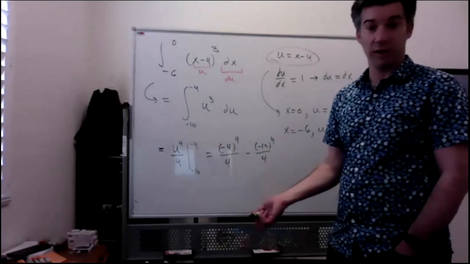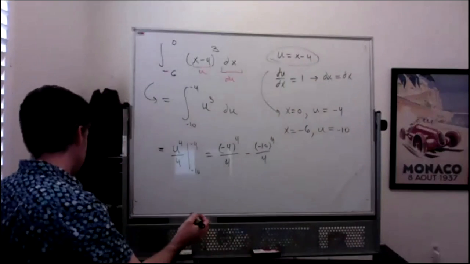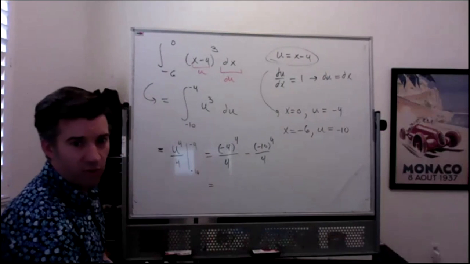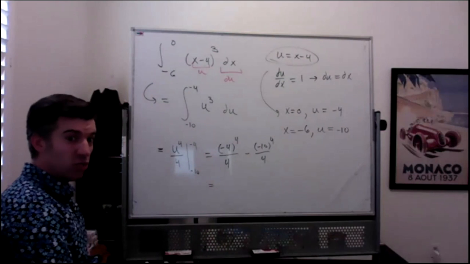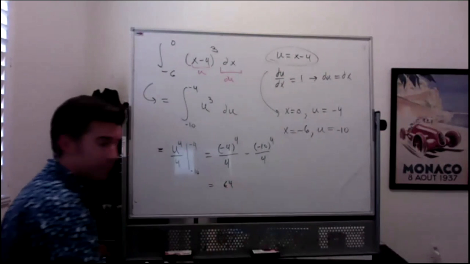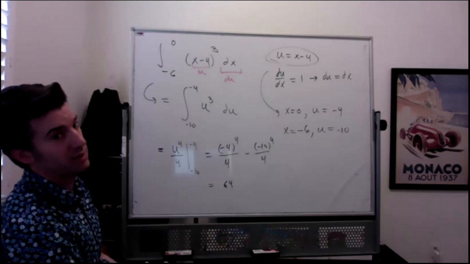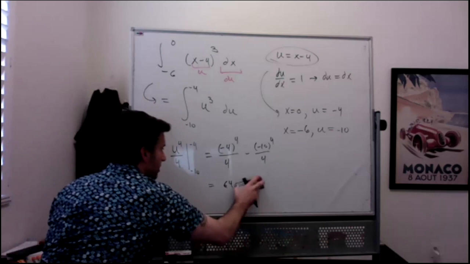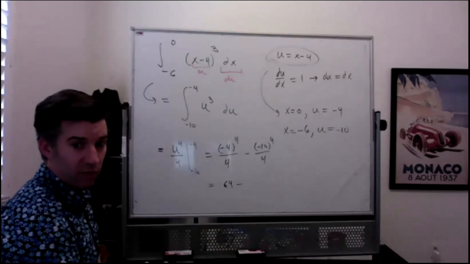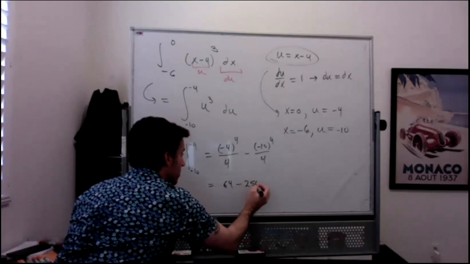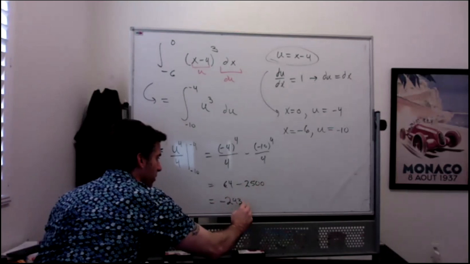This is actually not too terrible to simplify. So this is going to be, let's see, negative 4 to the 4th is going to be positive, right? Because it's to an even power. So that's going to be 4 to the 4th over 4, which is 4 cubed, which is 64. Negative 4 to the 4th is 256, and if you divide that by 4, you get 64. And then minus negative 10 to the 4th, which is 10,000. 10,000 divided by 4 is 2,500. So I end up with a negative answer, which is okay. We get negative 2,436.